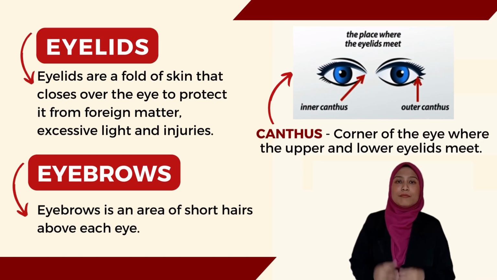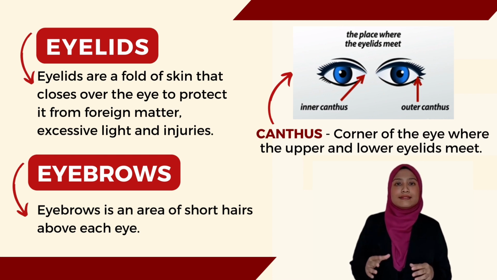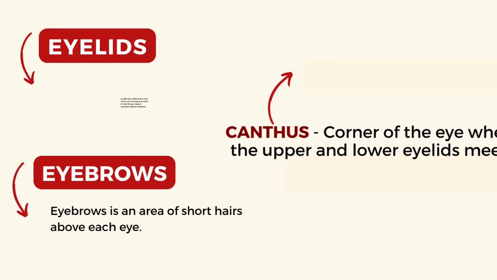Thank you, AFIQAH. Moving on to the eyelids, eyebrows, and eyelashes. Eyelids are a fold of skin that closes over the eye to protect it. Eyebrows are an area of short hairs above each eye. The canthus is the corner where the upper and lower eyelids meet. The upper and lower eyelids, along with the eyebrows and eyelashes, help protect the eyeballs from foreign matter, excessive light, and injuries due to other causes.